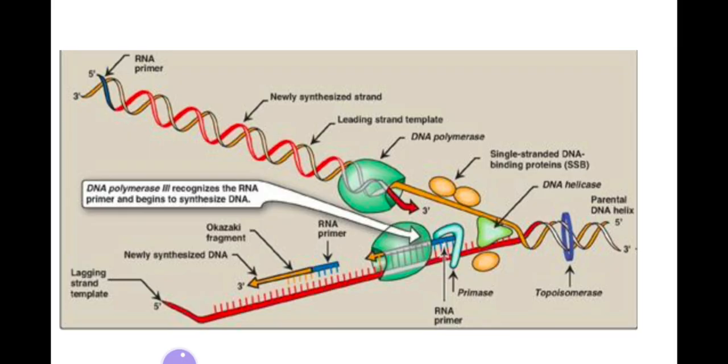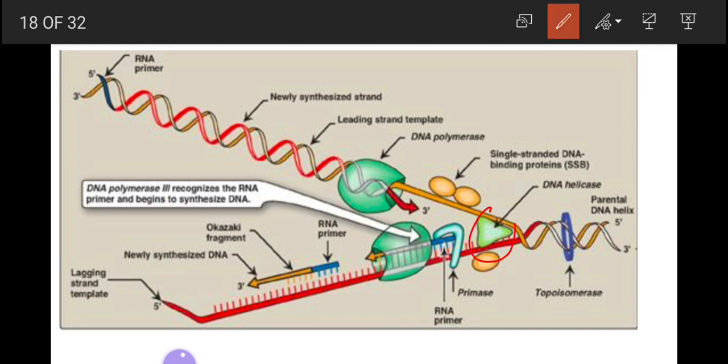This diagram shows all the steps of DNA synthesis. This is the DNA helicase, the green color. It is a DNA helicase and it is moving in advancement of the replication fork.